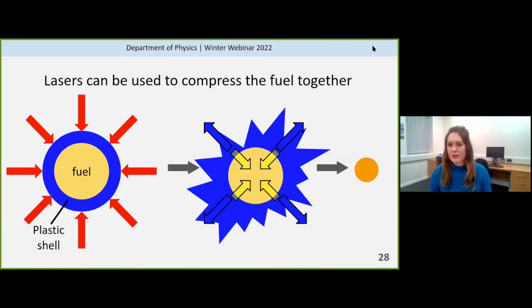Now, from Newton's third law, we know that every force has an equal and opposite reaction force. So by blowing our plastic shell out, you actually cause a reactionary force inwards that will compress our fuel pellet further and further. By compressing it, we'll increase the pressure, we'll increase the temperature, and we're essentially trying to cause a mini sun to be formed that will then start to fuse the fuel together. It's at a high enough temperature and a high enough pressure to start sticking together and then start spitting some energy out, which would be fantastic.